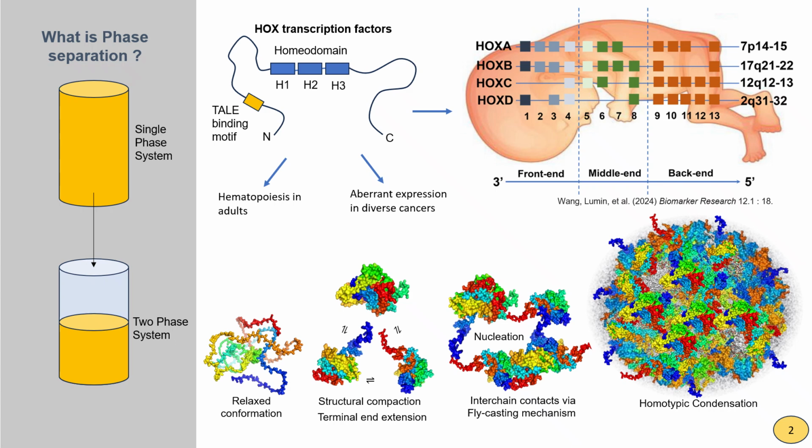Hox transcription factors are also largely disordered proteins with a small folded domain called the homeodomain with which it binds to DNA. As transcription factors, Hox regulates the body patterning during fetal development, hematopoiesis in adults, and have been found to be associated with diverse cancers where aberrant expression of Hox has been observed. Therefore, we are interested in the phase separation of Hox transcription factors and the implication of it.